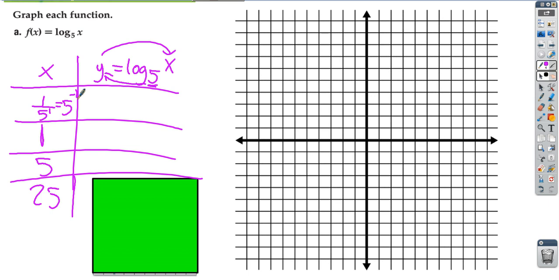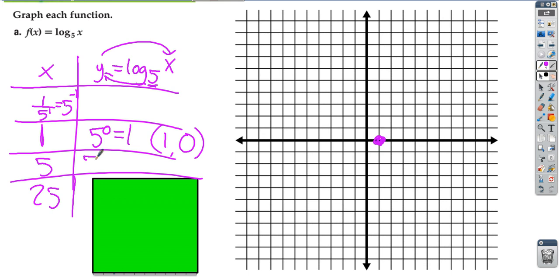So let's think about it. 5 to what power would equal 1? Well, 5 to the 0 power would equal 1. So that means the point (1, 0) is on our graph. So we'll plot that. (1, 0) would be right here.